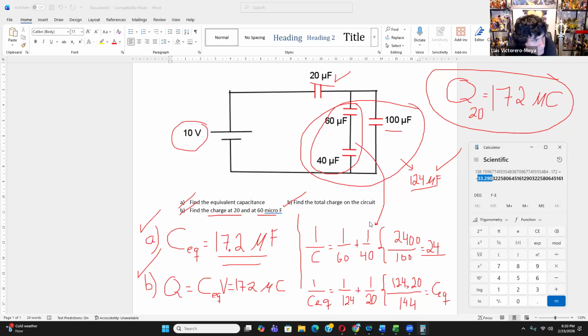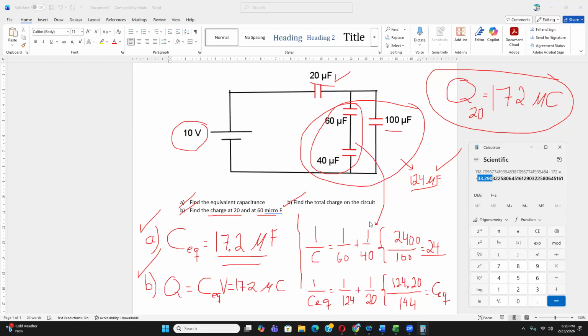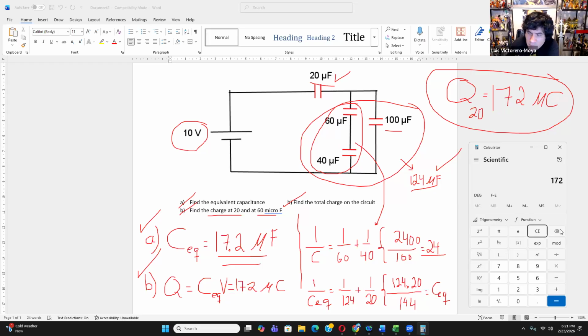We can also do 24 times 1.38, right? Yeah, that should work. Let me see. That's the voltage times... Then you do that and it works. Q equals CV.